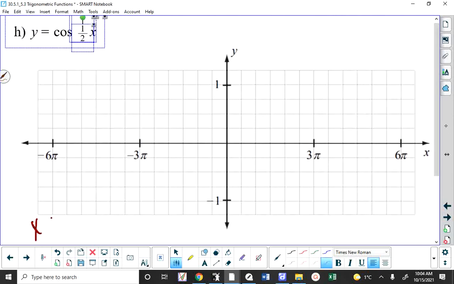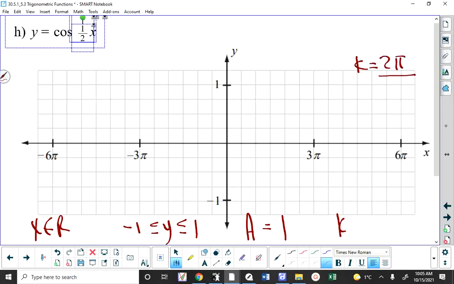The domain is any real number. The range is -1 is less than or equal to y, which is less than or equal to 1. The amplitude is 1. The period is going to be, let's see, 2 pi over a half. 2 pi over b. So if I multiply the top and bottom of this fraction by 2, I get 4 pi.